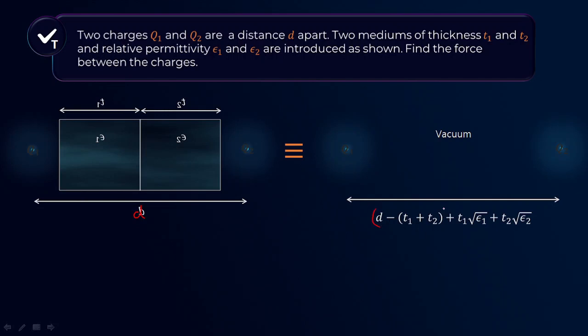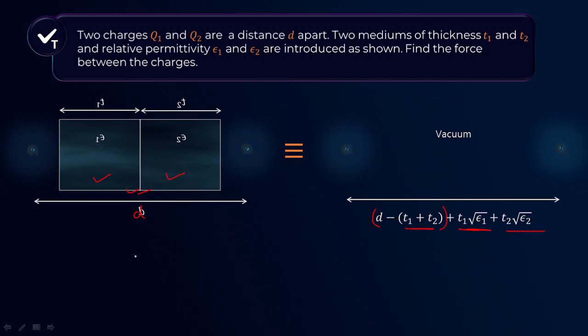So with vacuum separation, how much will it be? D minus T1 plus T2, the part having the medium that we have subtracted, right? And when we replace these two mediums, we have to write the separation into root under epsilon. So T1 root under E1 plus T2 root under E2, right?